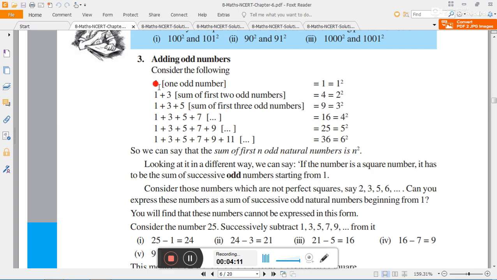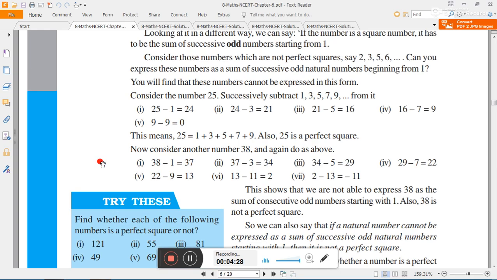Suppose if you add 2 odd numbers, the first 2 odd numbers, then you will get the 2 square. If you add the first 3 odd numbers, you will get the 3 square. If you add the first 5 odd numbers, you will get the 5 square. So this is a small trick.